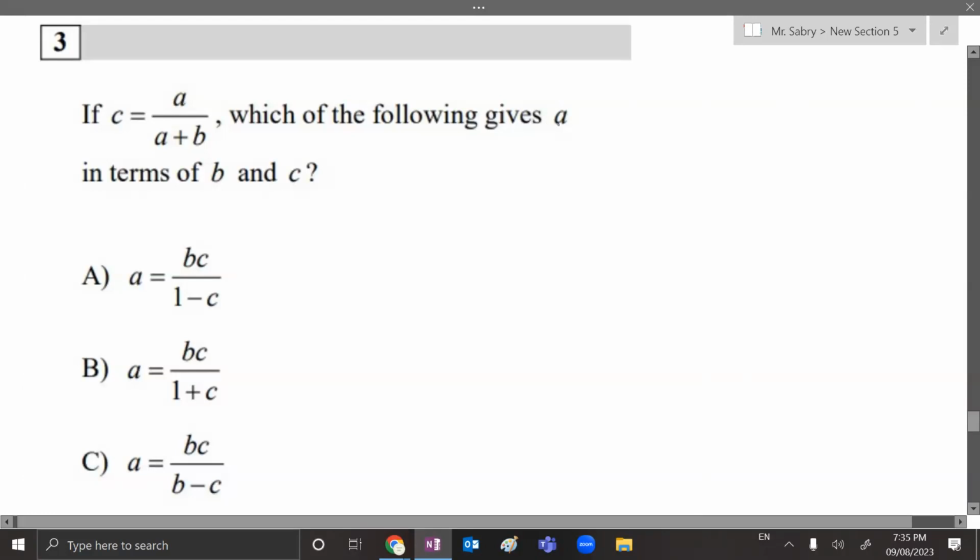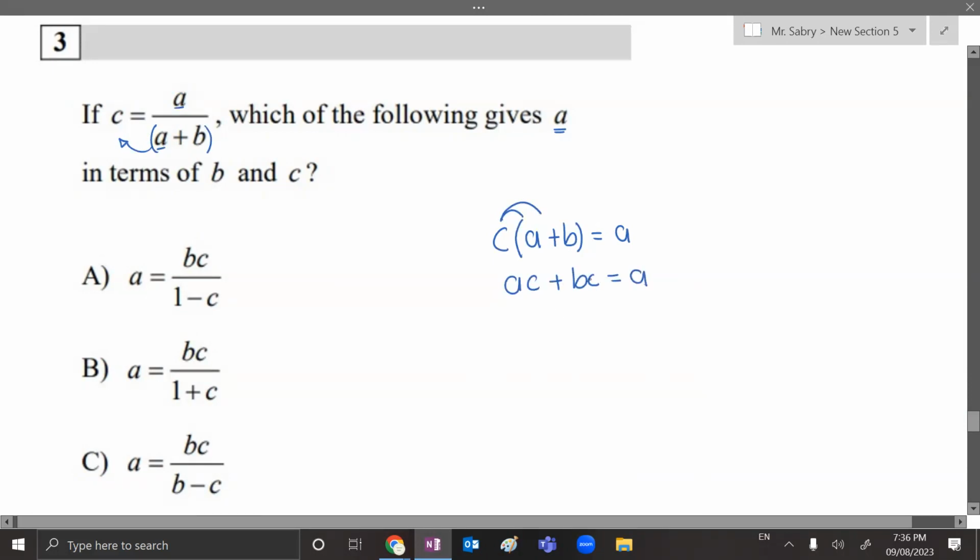This one needs A completely alone. This is tricky because now I have 2 A. So I'll first move all of this A plus B to the other side so I can free the A on top of them. So now I'll have C multiplied by A plus B equals A. Now I distribute the C, so it becomes AC plus BC equals A.